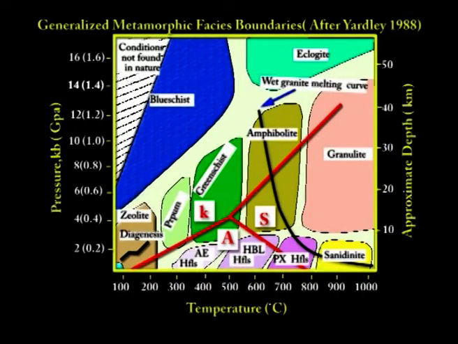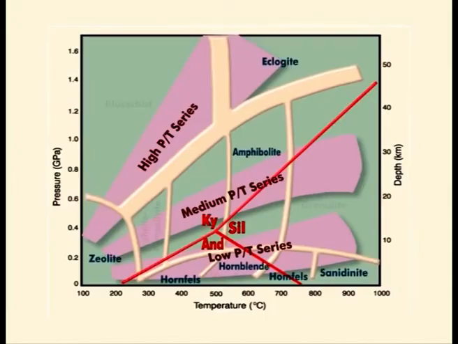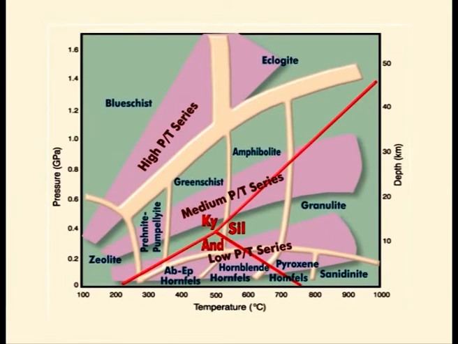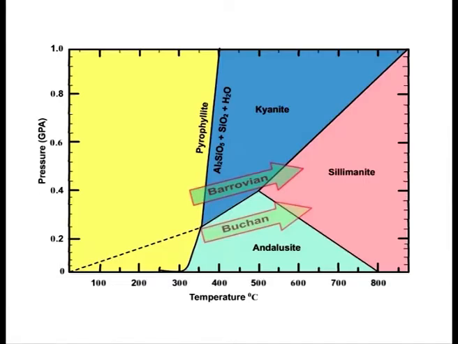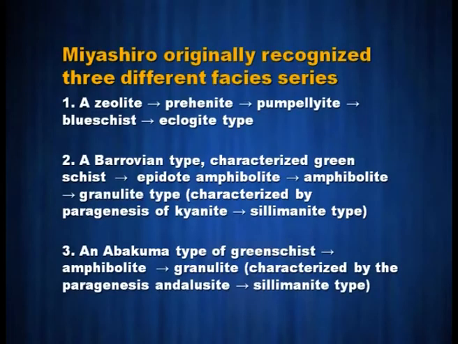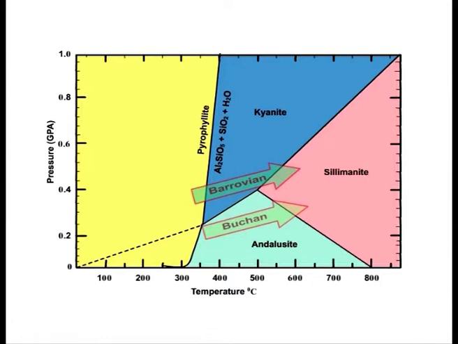Miyashiro originally recognized 3 different phase series. First, a zeolite, prehnite, pumpellyite, blueschist, eclogite type. Second, a typical Barrovian type characterized by greenschist, epidote amphibolite, granulite type characterized by paragenesis of kyanite, sillimanite type. And third, an Abukuma type of greenschist, amphibolite, granulite characterized by paragenesis of andalusite, sillimanite type.